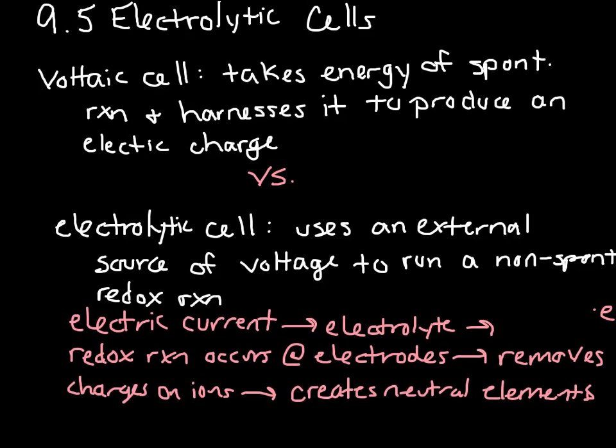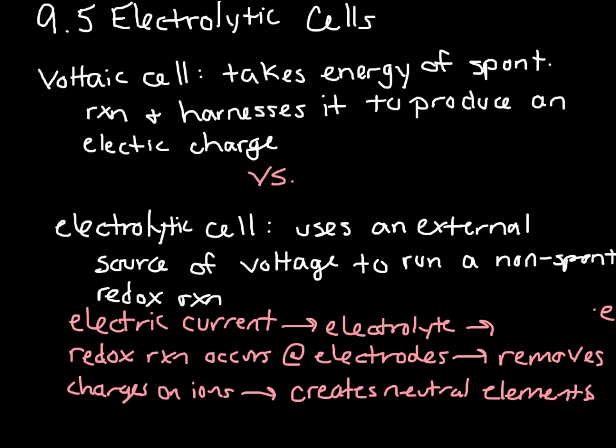How the process works: we use an electric current. We pass that electric current through the electrolyte. In the electrolyte, this is where redox reactions occur, and they occur at the electrodes. So we still have a cathode, we still have an anode, based on two metals submerged within the solution. This electric current is going to remove the charges of the ions in the electrolyte at the appropriate electrode. And this ultimate process creates neutral elements.